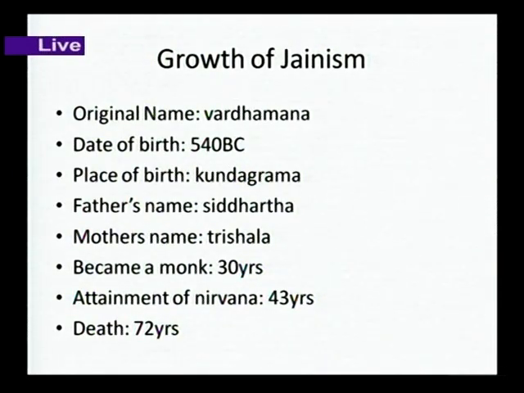The original name of Mahavira was Vardhamana. He was born in 540 BC, and the place of birth was Kundagrama. His father's name was Siddhartha, mother's name was Trishala. He became a monk at the age of 30 years and he wandered at different places, and at last he attained nirvana at the age of 43 years. He preached about Jainism. He said what Jainism says, why people are suffering from many things, how they can overcome it, and at last he died at the age of 72 years.